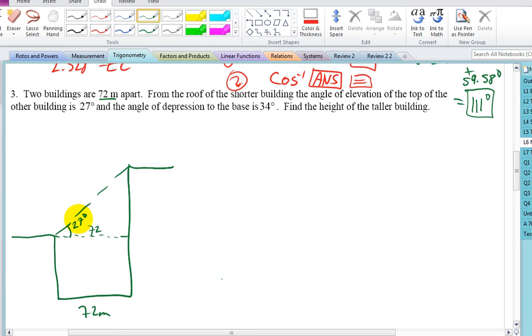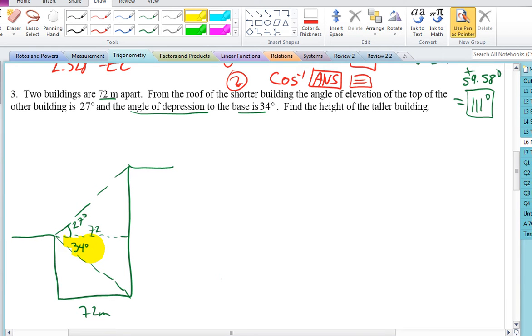Now it says the angle of depression to the base is 34. So you're still on the small building, but you're looking down to the base of the big building, and that's 34 degrees. Notice how 34 degrees goes in between the horizon and the line of sight. It does not go down below here in blue. That is completely incorrect. That's a major mistake. You must put it in between the horizon and the line of sight.